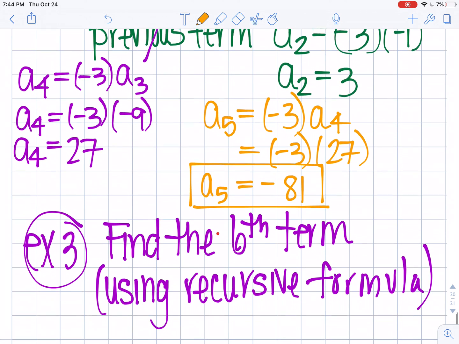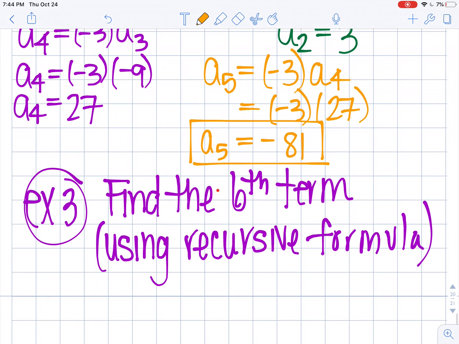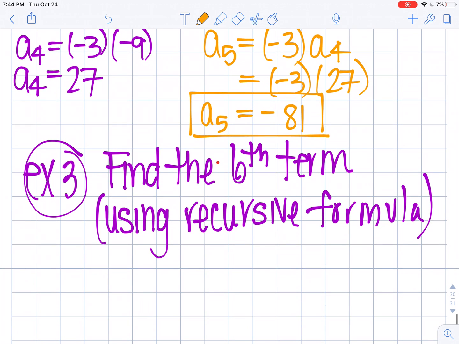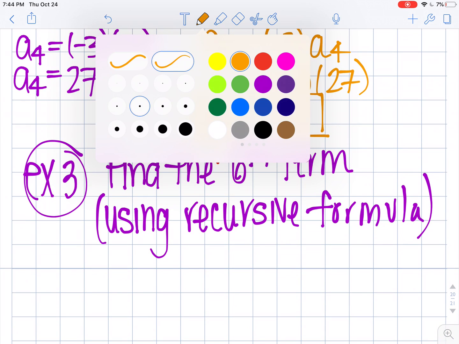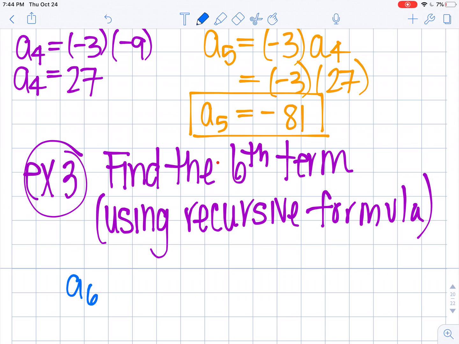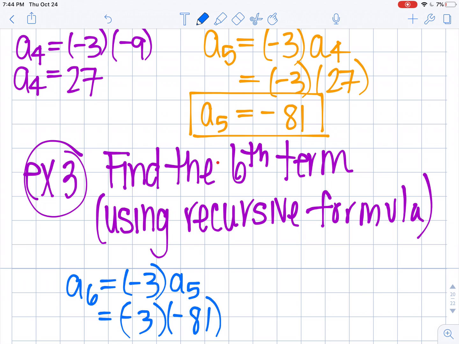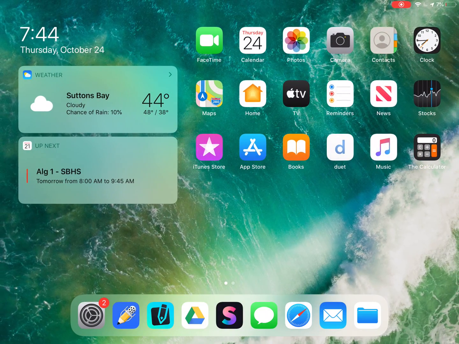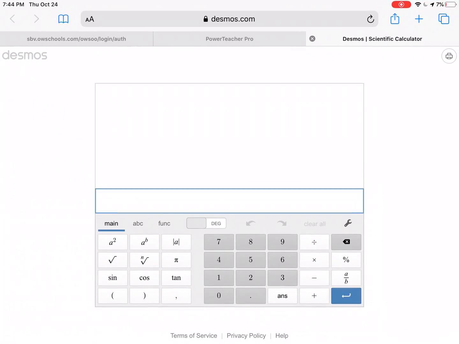If I go on to the next example, find the sixth term using the recursive formula. Well, I already found my fifth term, so I can say that my sixth term is equal to negative 3 times my fifth term. Negative 3 times my fifth term is negative 81. I don't know that off the top of my head, so I'm going to use my Desmos.com scientific calculator.